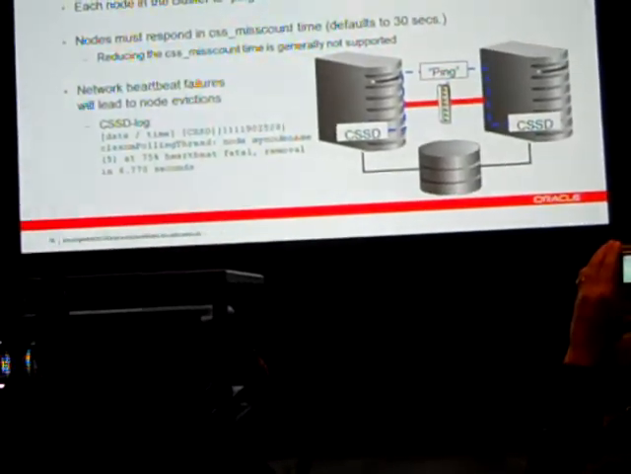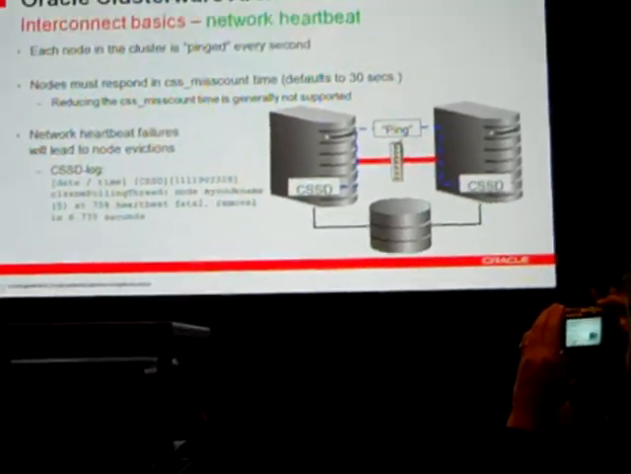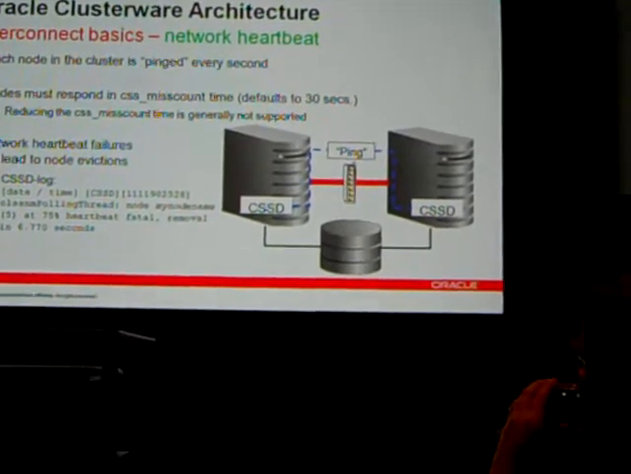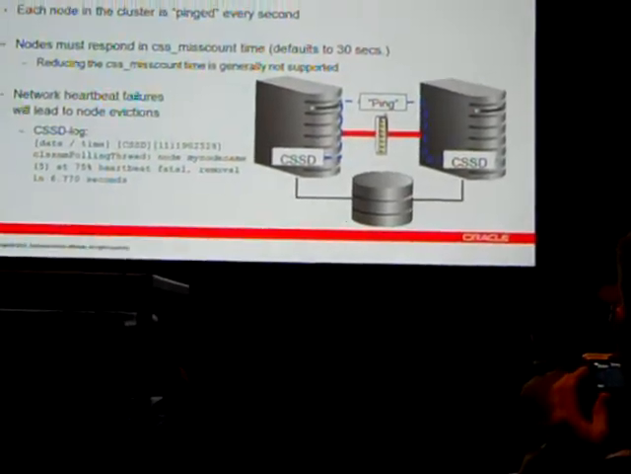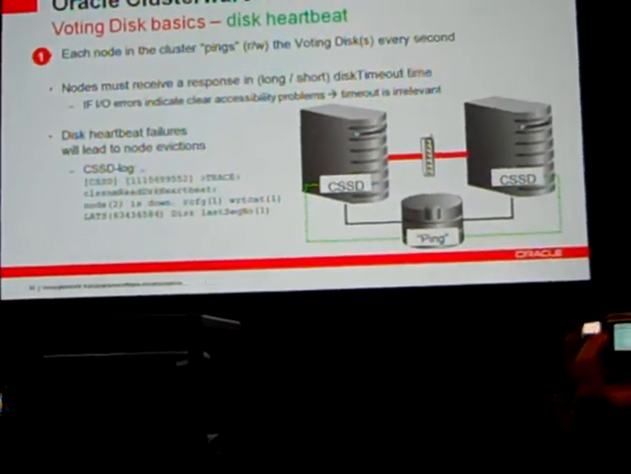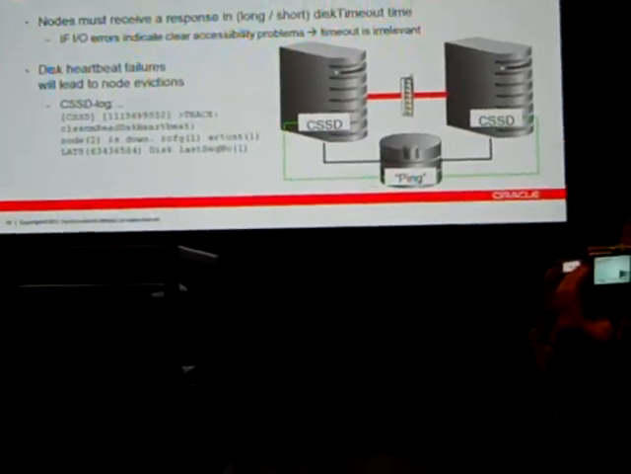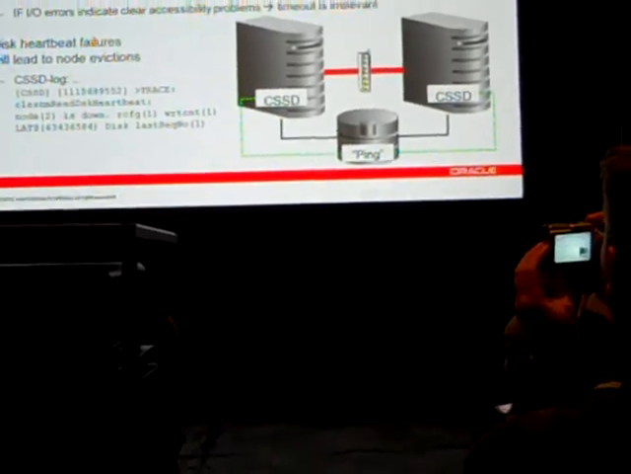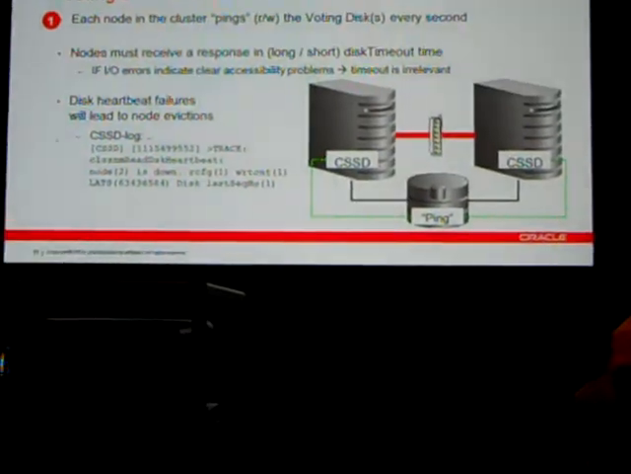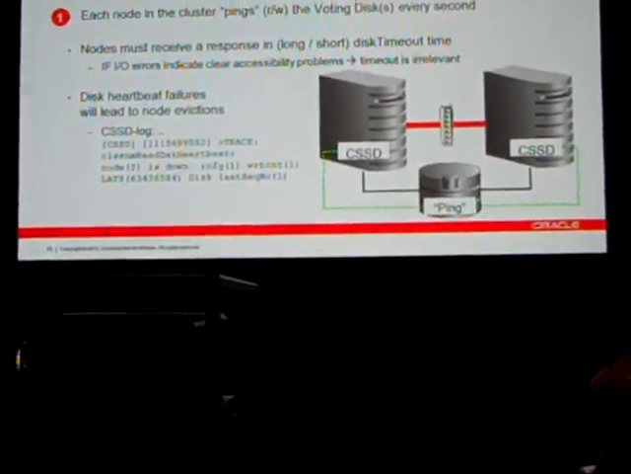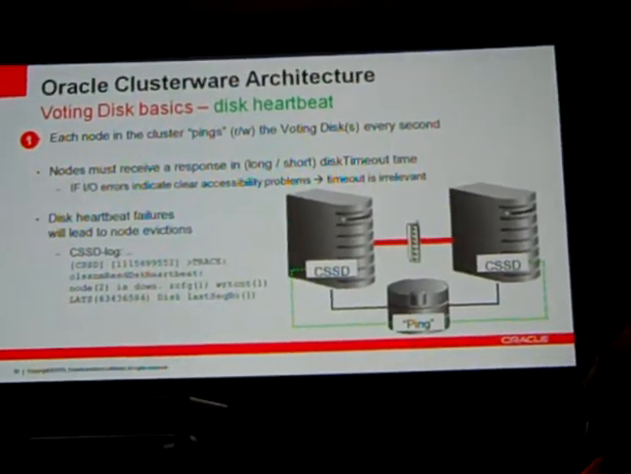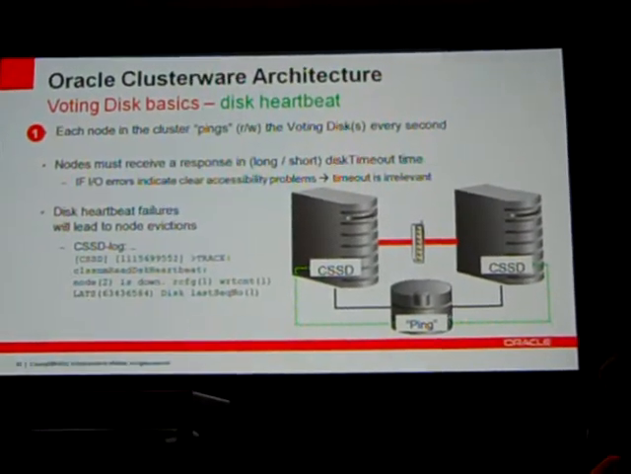Now, if the network heartbeat fails, what you will see is one of the nodes will be evicted. So if a ping doesn't respond within 30 seconds, we determine that a node is not working anymore. We'll put a poison tag, and we will additionally put a ping on the voting disk. But if the ping on the network doesn't work, eventually a node has to go. Same thing for the voting disk. We ping on the voting disk, and if a node doesn't respond to the ping from the voting disk within 200 seconds by default, we would evict a node in the cluster.